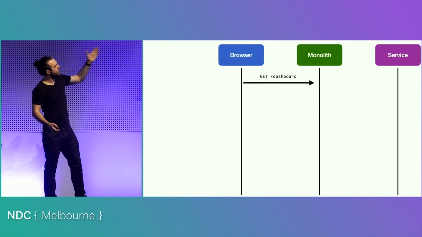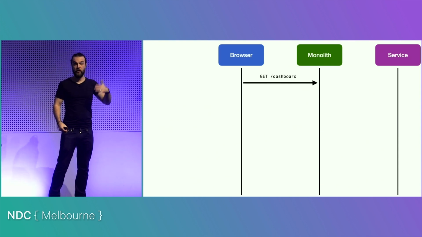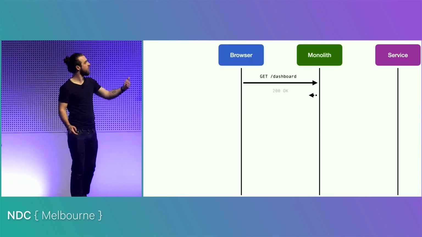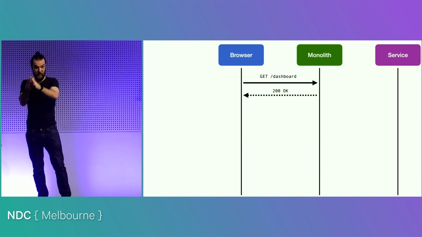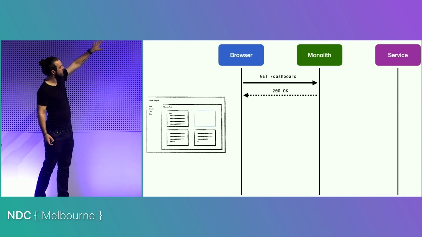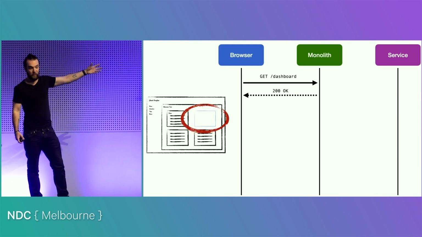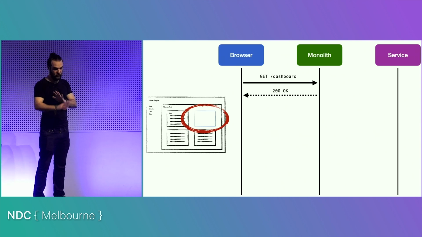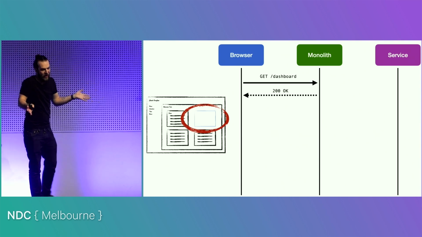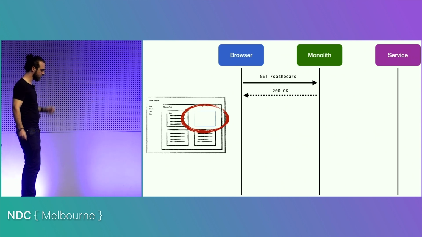Your browser goes to the monolith, get me /dashboard, the moderator dashboard. And the monolith returns 200. OK, here is that HTML that I just showed there with your empty div. So we can render this much so far. And note, if I put a big red circle around that, empty div. So at this point, the browser has just got an empty div where the widget should be.